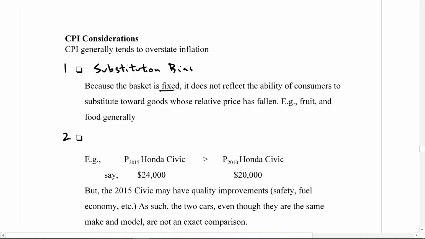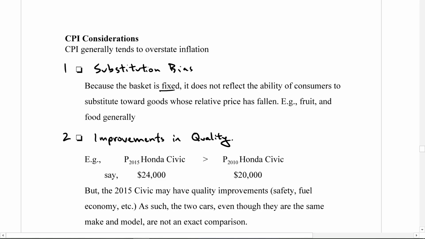And then the second one is increases, or let's say improvements, in quality. Okay, and here, let's use this example of a Honda Civic. So a Honda Civic in 2015 versus a Honda Civic in 2010. Suppose the newer Honda Civic is $24,000 and the older one is $20,000, so a $4,000 difference. But again, it's very possible that we're not making an apples to apples comparison. It could be the case that the newer Civic has a lot of new improvements, safety features, maybe a touchscreen, GPS, fuel economy, all sorts of additional features that were not included in the 2010 Honda Civic.